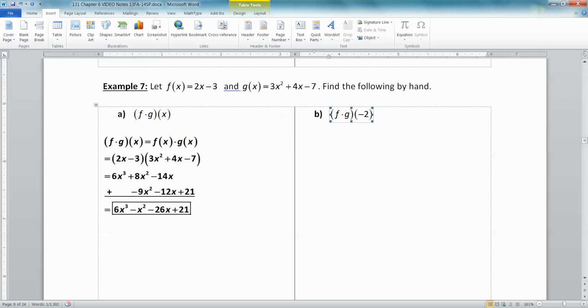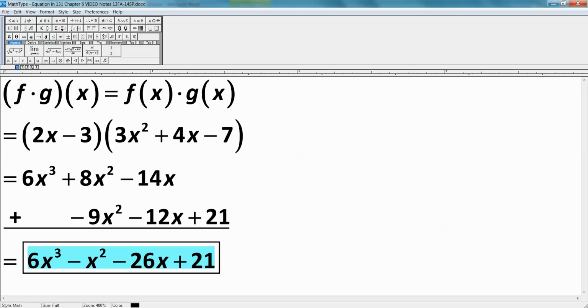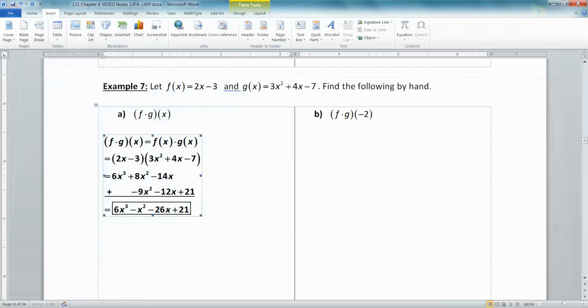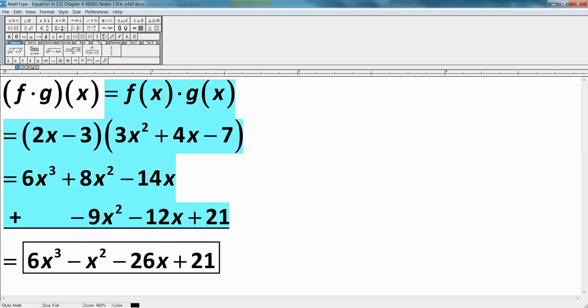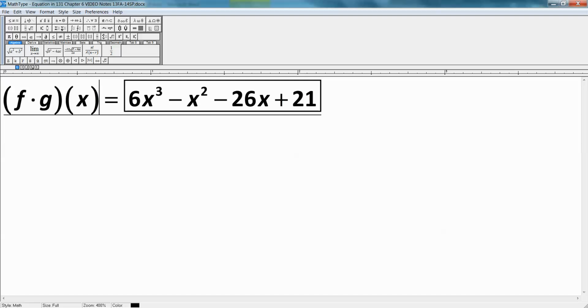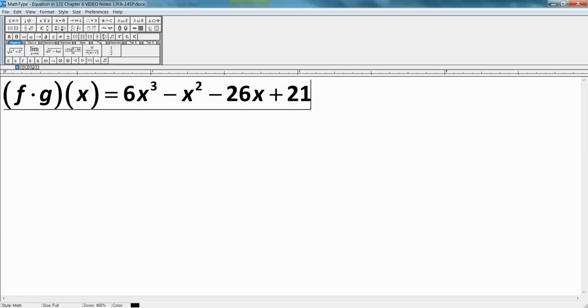All right, so last but not least, take that function you just found and substitute -2 into it. So let me grab it. Here, I'll grab the whole thing. I don't really need all of it, but so be it. All right, so f times g of x is equal to what we just found here, right? So then I want f times g of -2.